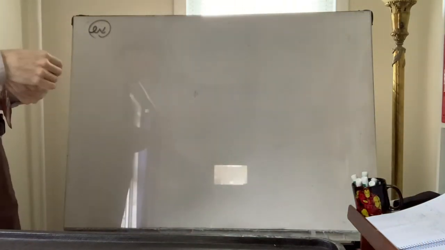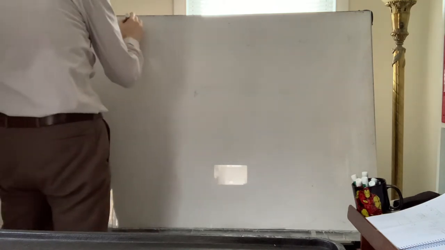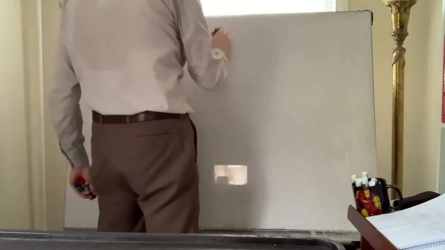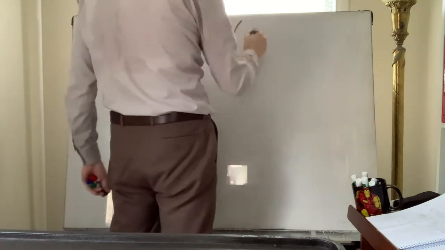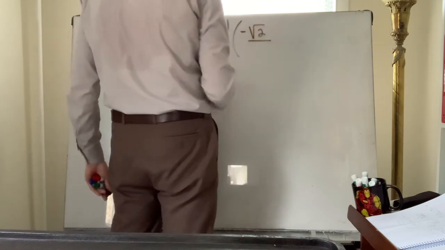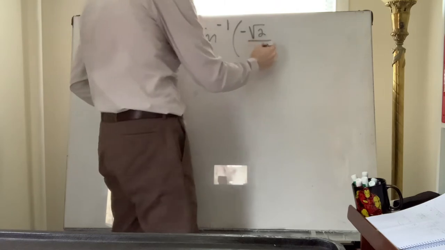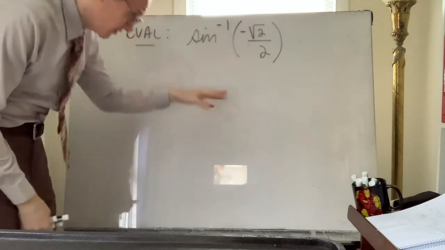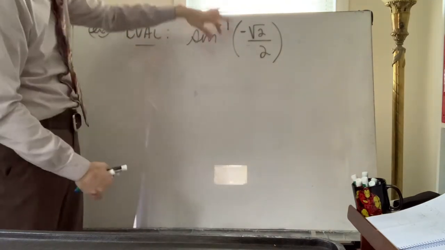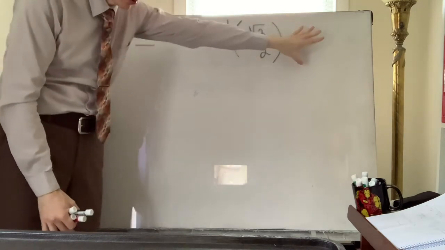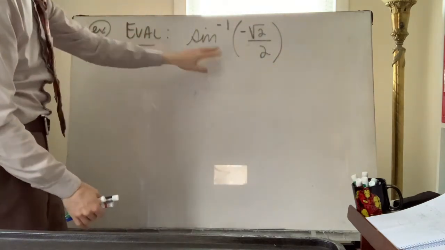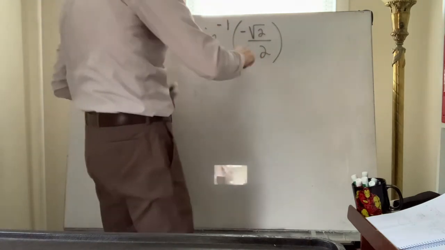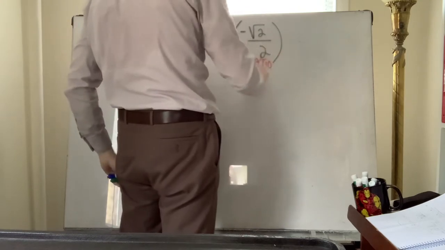Now, suppose you were asked to evaluate the inverse sine of this ratio, negative square root of 2 over 2. First thing I would do is, although it will be given to you like this as an expression, I would write it in the sort of equation style, which means that this definitely equals something. Bear in mind what I was saying before: this input for an inverse is a ratio. It's a ratio of the sides of a right triangle.